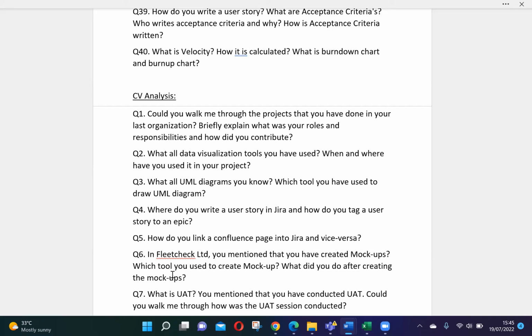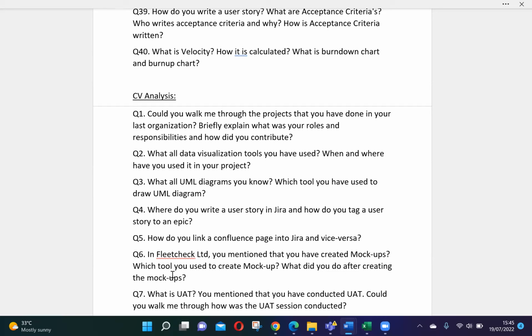You copy that link. You go back to your Jira, and in Jira there is an option called link a Confluence page. You click on that, paste the link over there, and click on submit. The page gets linked. This is how you link. Okay, all right, that's fine.